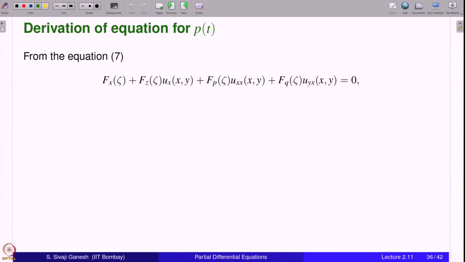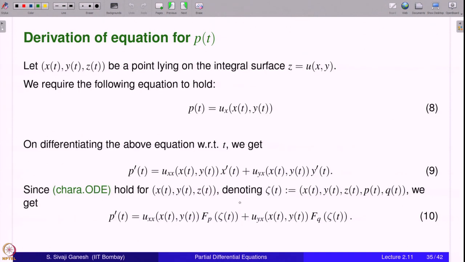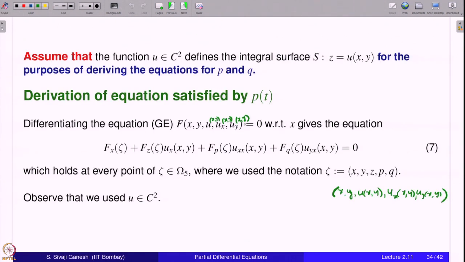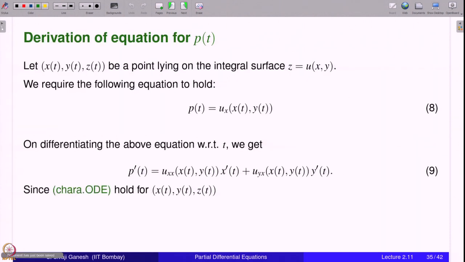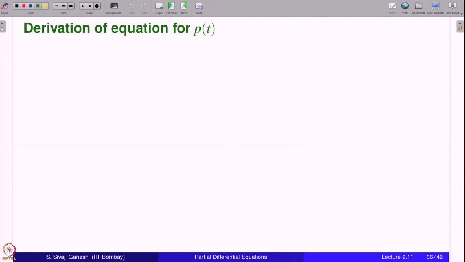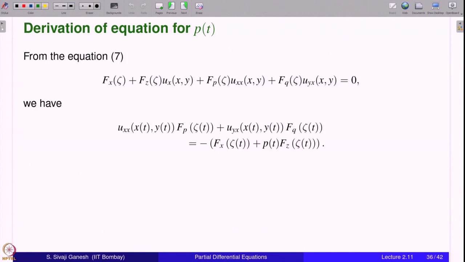And from equation 7, the one we got after differentiating f of x, y, this equation, here we almost got an equation for p prime. The only problem is there is u_xx and u_yx, and we do not want that. The equation for p should involve only f, it can involve x_t, y_t, z_t, no problem, but not u_xx and u_yx. So, that needs to be removed now.